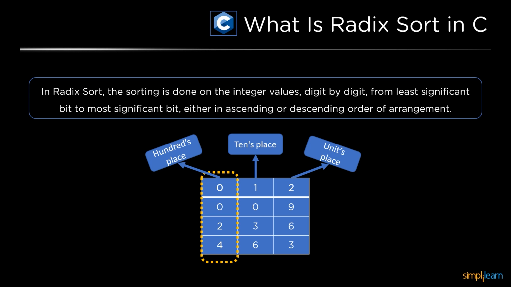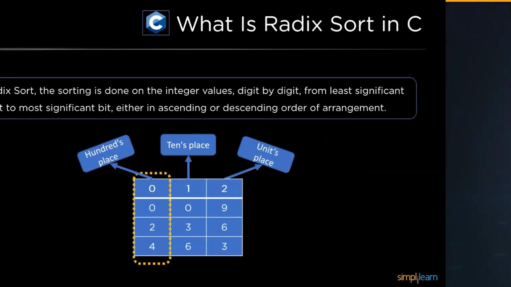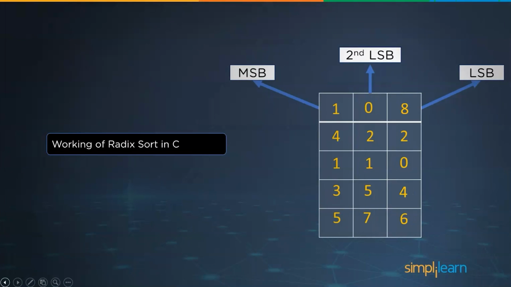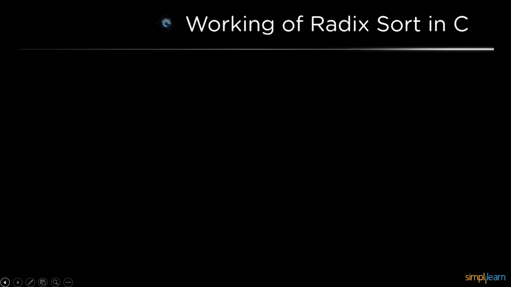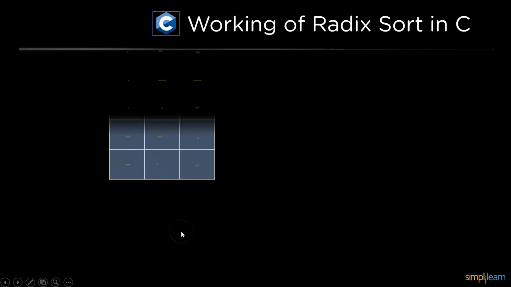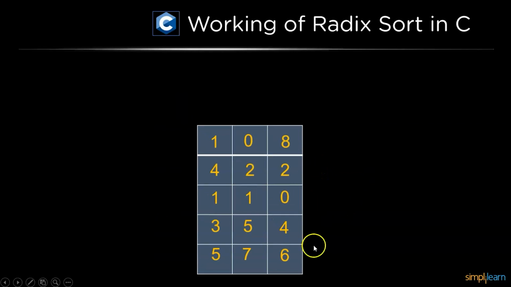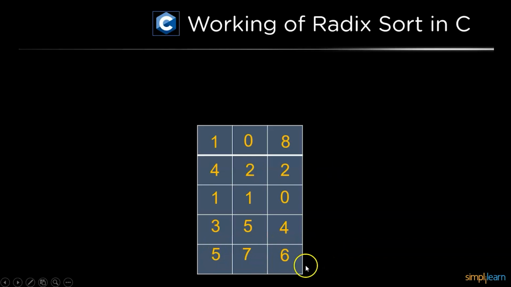Great! Now we have an idea of what Radix sort in C is. So moving ahead, let's understand the working of the Radix sort. So let's consider this example. We have an array of 5 elements to sort. So first, find the largest element, and it is 576, which consists of 3 digits in it. That means we require 3 passes to sort the unordered array.